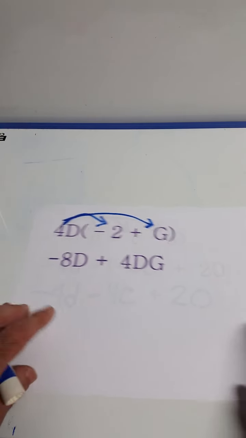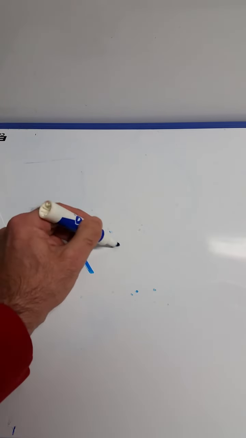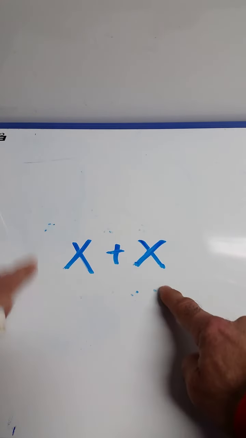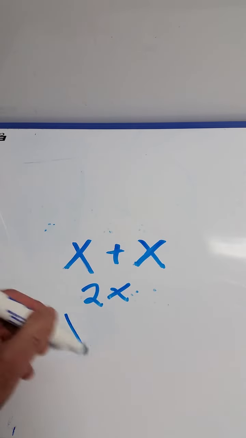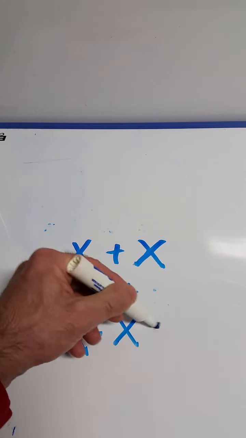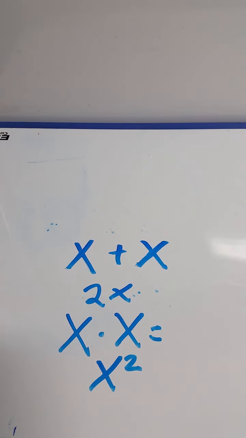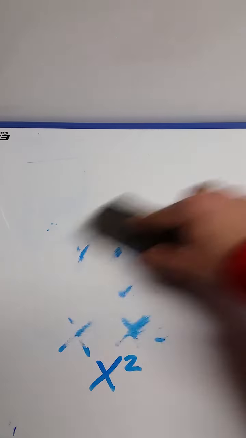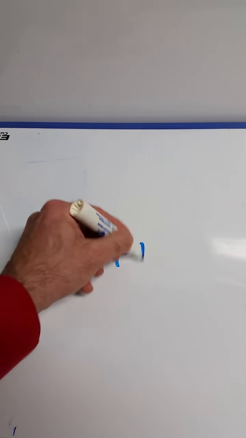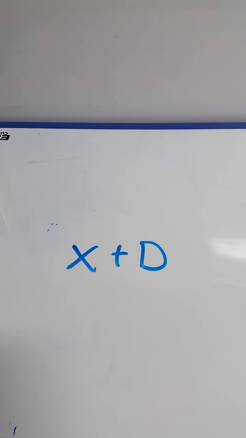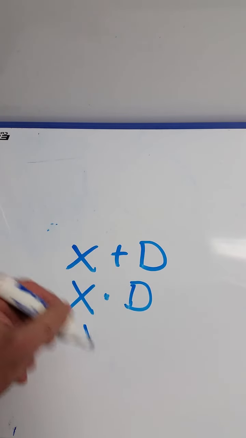So here are some rules we should do before we go on. Again, if you had an x plus an x, well, you have two x's, so that would be 2x. But an x times an x will be x squared. We'll do more of them. For example, here, if I had an x plus a d, well, we can't combine unlike terms. But in multiplication, if I had an x times a d, well, it's just xd.